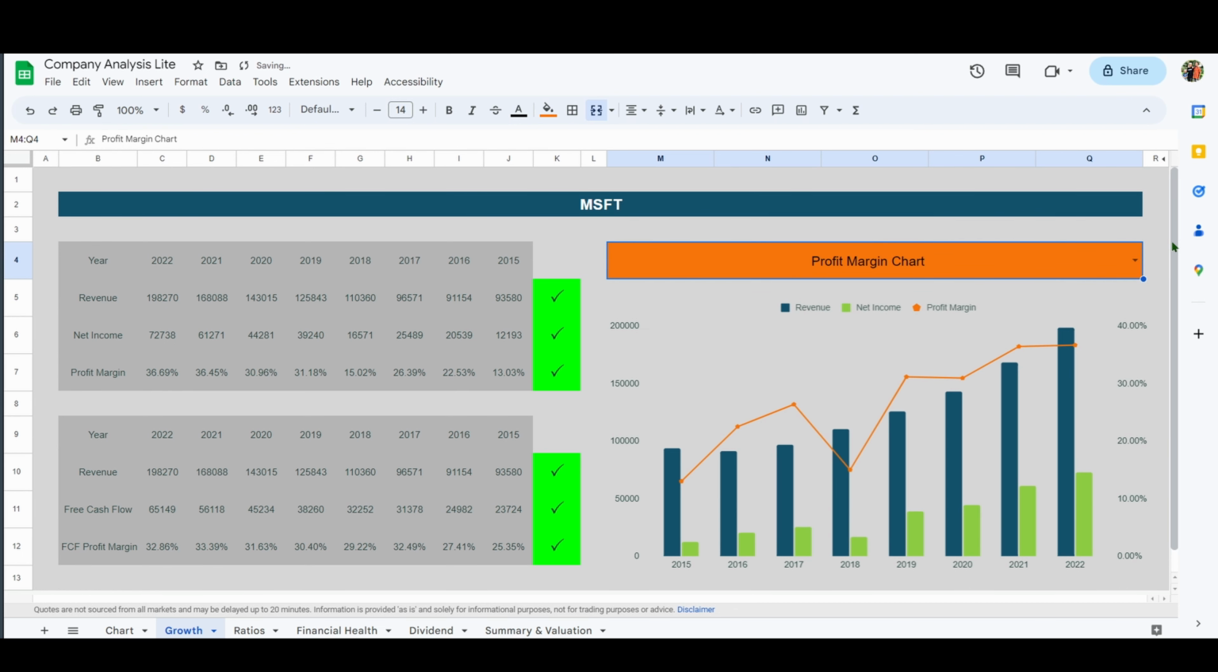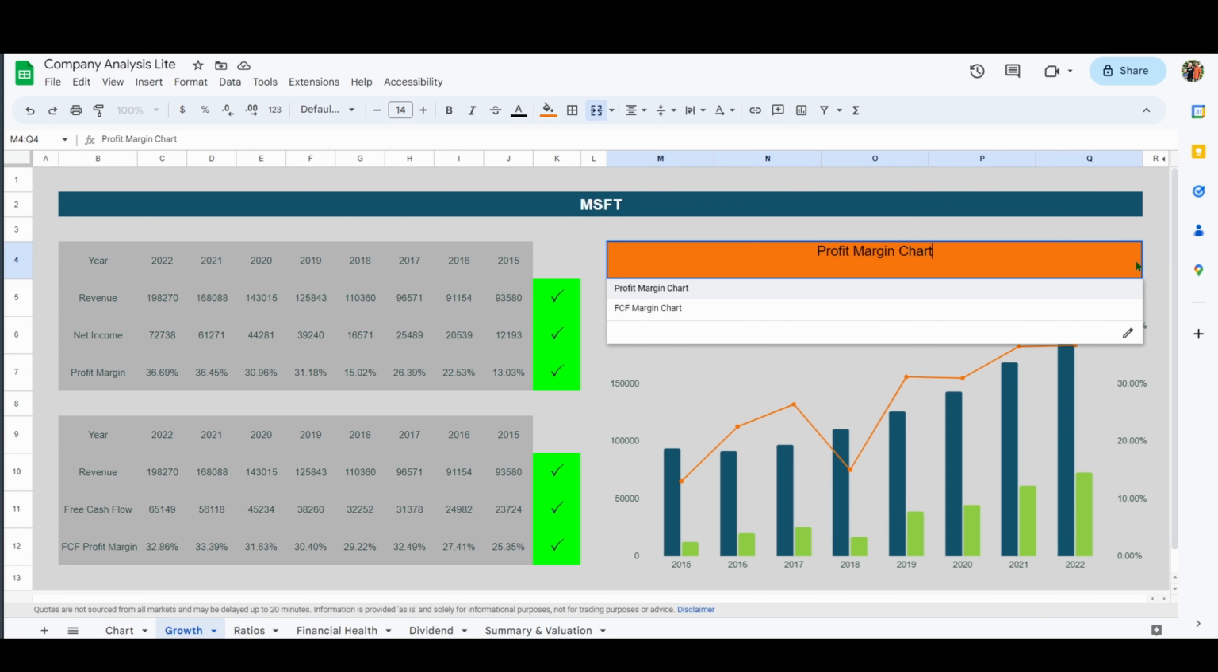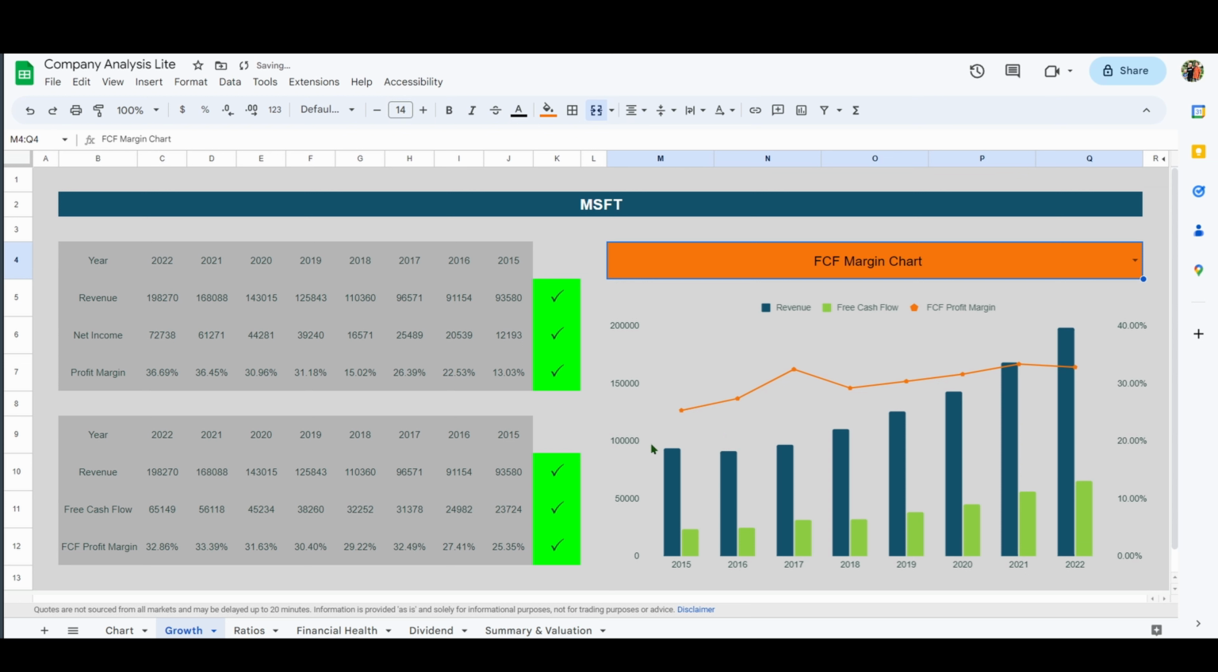Now, this is very important to see how the company is growing. So you can see that here, Microsoft is growing its revenue, its net income, its profit margin, also its free cash flow and its free cash flow margin. So very nice growing company. And then on the chart, you can see that really Microsoft over the last 8 years has been going to the moon. There really have been no setbacks for the free cash flow, and the profit margin has increased. So that's how you would analyze this chart right here.